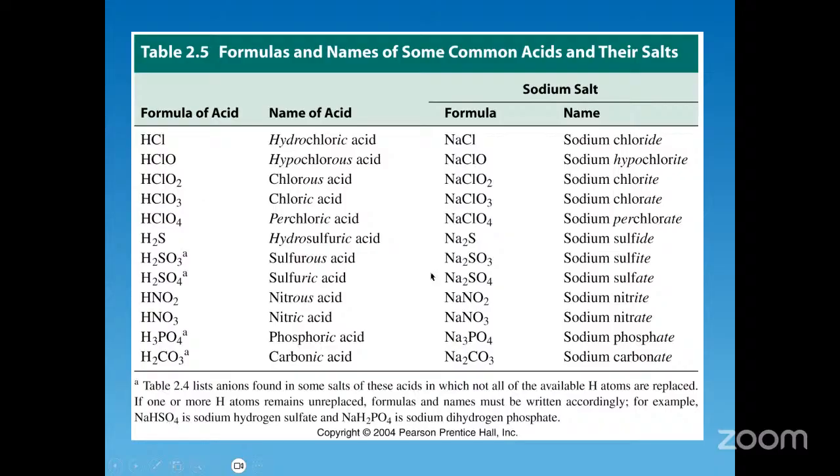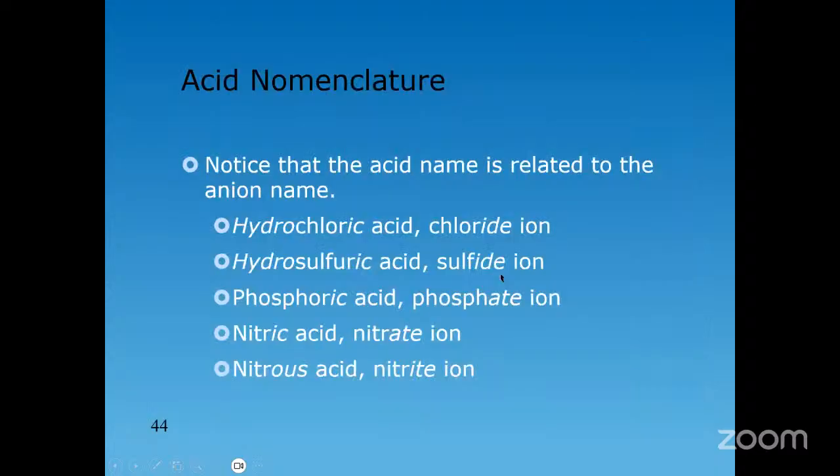And then if the anion name ends with ITE, then the corresponding acid ends with OUS. So you see that here in the case of hypochlorous, chlorous, and sulfurous and nitrous, and so on. And then if the name of the anion ends with ATE, then the corresponding name of the acid ends with ic acid. And you see that here with chloric, perchloric, sulfuric, nitric, phosphoric, and carbonic, all right? So that's basically how the rules for naming acids work. So that's pretty much it for this chapter.